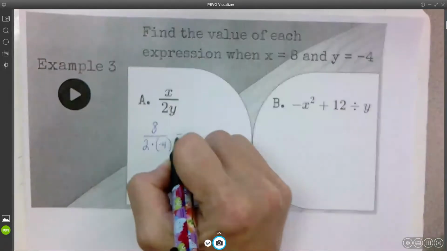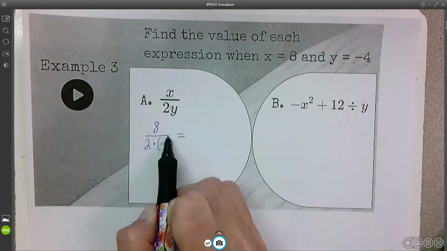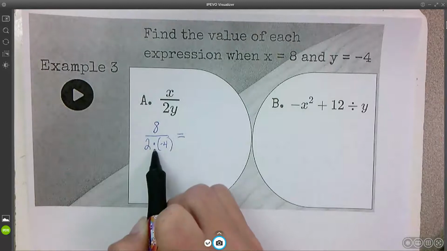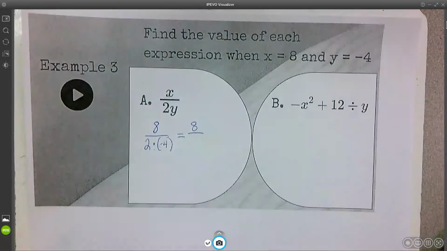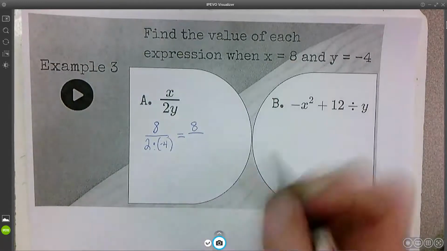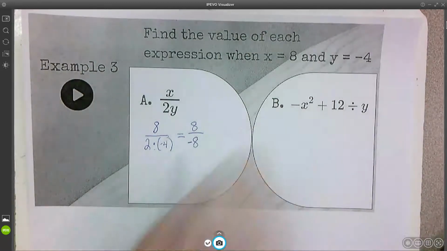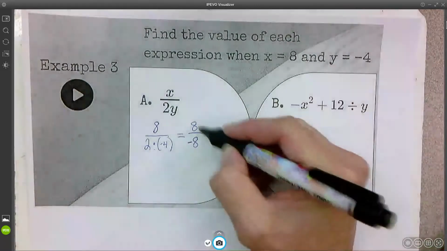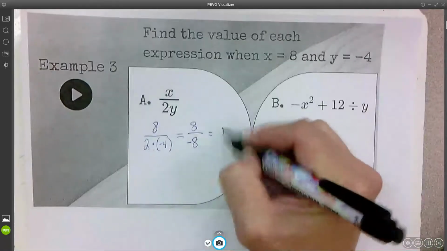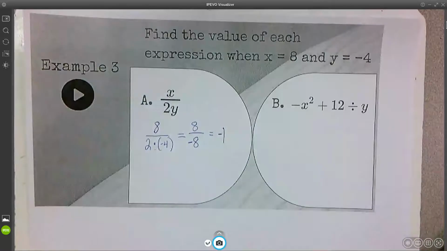Now, in order of operations, this fraction bar acts as a grouping symbol, which tells me I have to complete all operations that are in the numerator and in the denominator. There's nothing to do in the numerator, so I just rewrite that. In the denominator, I do 2 times 4, which is 8, and then the positive times a negative gives me a -8. And now I can simplify this because it is division. 8 divided by 8 is 1, and then a positive divided by a negative is a -1.